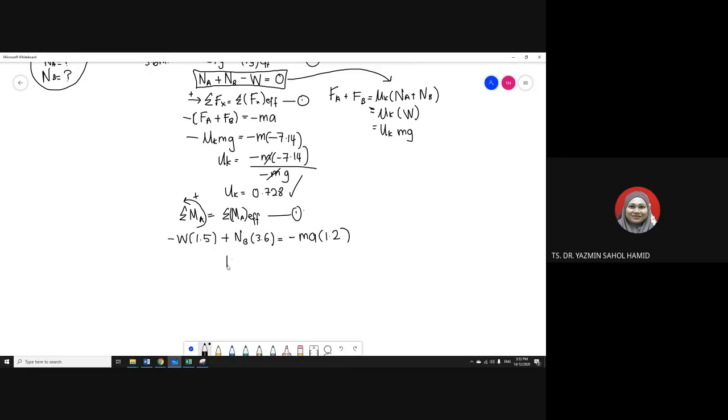Okay. Tulis balik. NB 3.6 ni negatif MA 1.2 plus, kan, plus dengan, baru divide dengan 3.6 kan. Okay. Dapat berapa NB?